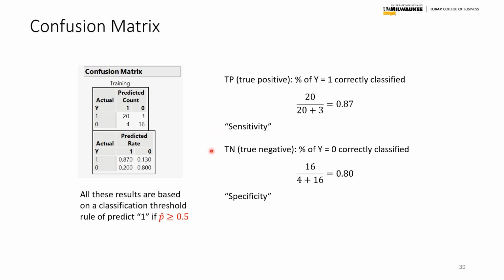Another measure we can compute is true negative. This would be the percentage of zeros correctly classified. How many zeros were there in the data set? We can look on the 0 row here, find that there were a total of 20, and 16 out of the 20 were correctly classified as zeros. This would be a rate of 0.80, and this is referred to as specificity.